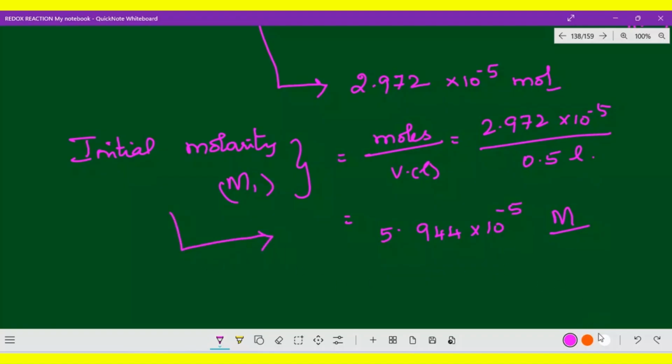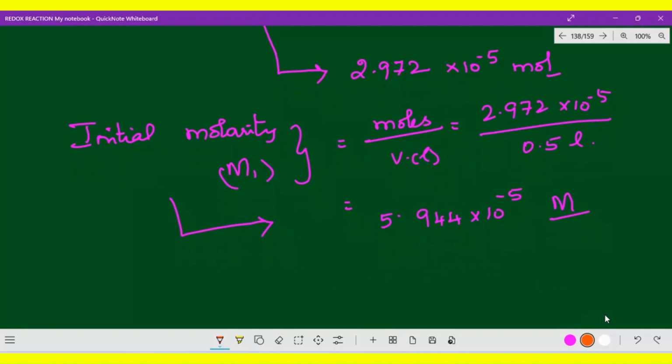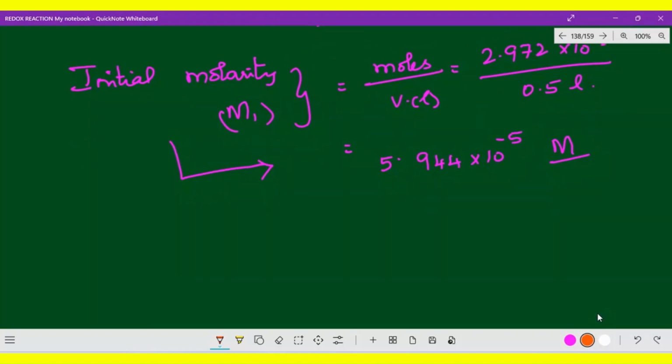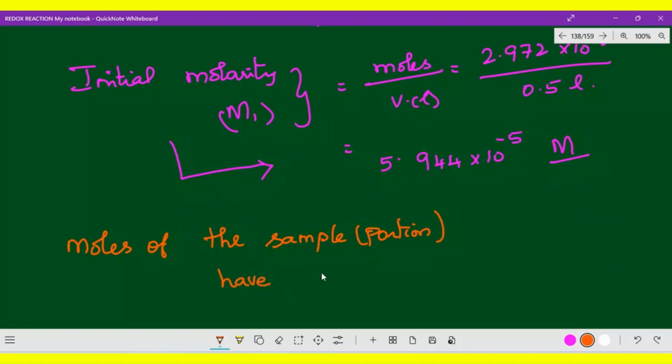This is M1. Now we have to identify M2. For M2, we should go for that sample. We mixed it into that 1 liter. So the moles of the sample portion that we have taken now is 1 ml. I'll write it clearly so that you can understand. Okay, now molarity.